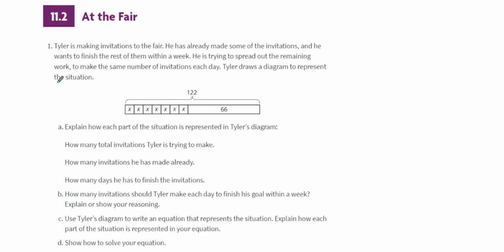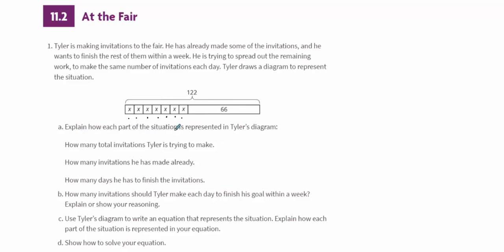11.2 At the Fair. Tyler is making invitations to the fair. He has already made some of the invitations, and he wants to finish the rest of them within a week. He is trying to spread out the remaining work to make the same number of invitations each day. Tyler draws a diagram to represent the situation. So if we're looking at this tape diagram, we have 122 as a total. We have 1, 2, 3, 4, 5, 6, 7 of some number that we don't know, and then 66.